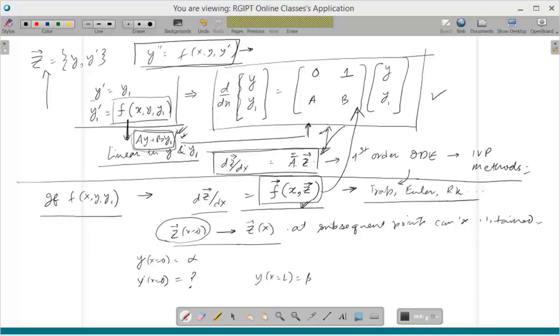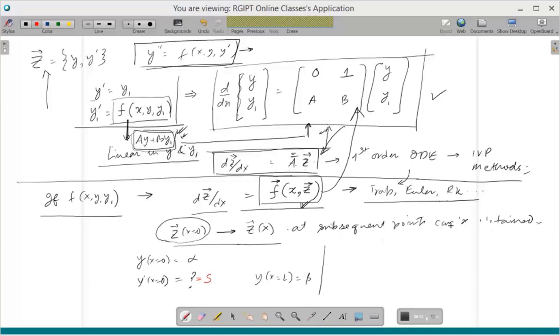So what we do instead is assume some value, and let's say I'm going to call it s. Let's assume some value at x equal to 0, that is the initial slope. Once I know that, then I can actually calculate.